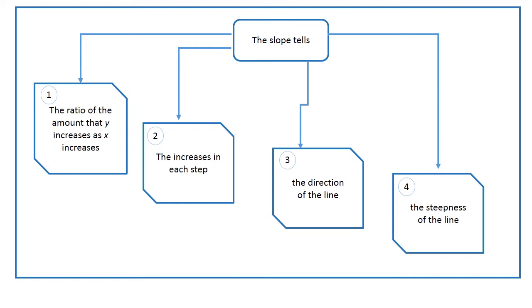Hello everyone, we are going to continue our talk about the slope of the line, and as we said before, the slope can tell us 4 properties about the line. We have finished the first 3 points.